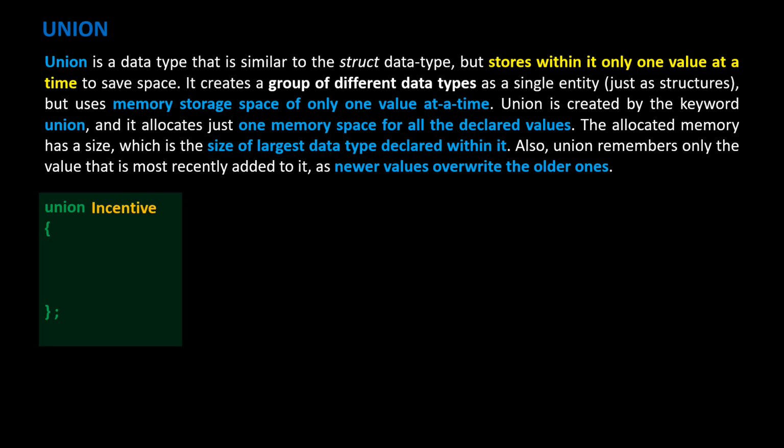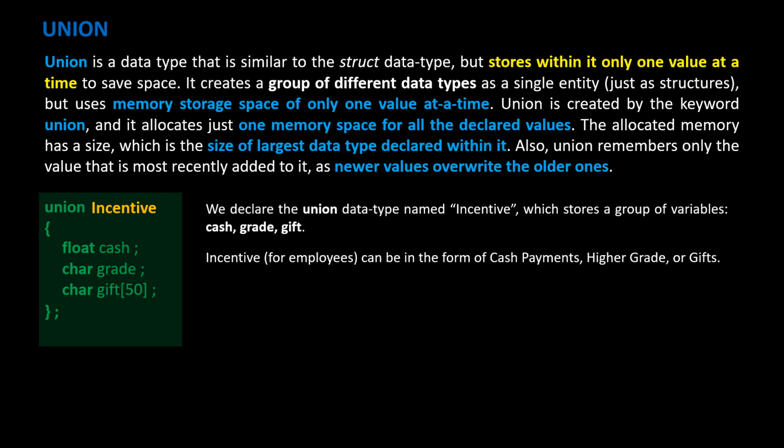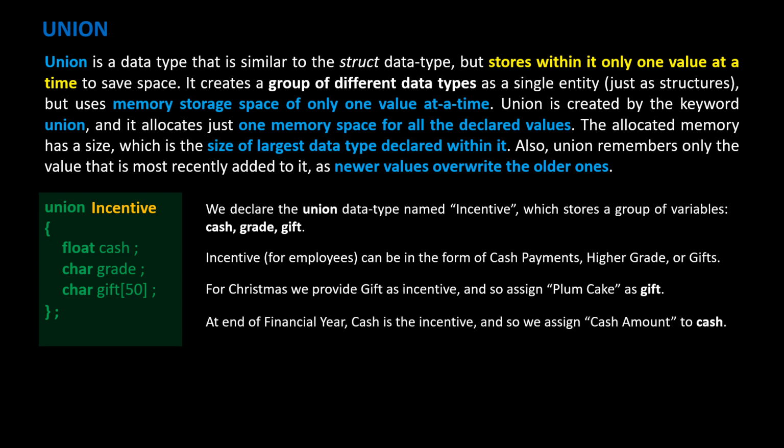We then declare a group of variables. Float cash, to store cash amount. Char grade, to save office grade. And char gift, to store gift name like Christmas card. Assuming that for Christmas we provide gift as the incentive, then we store plum cake to the variable gift. Similarly, at the financial year ending, we provide cash as incentive, and so we assign cash amount to cash.